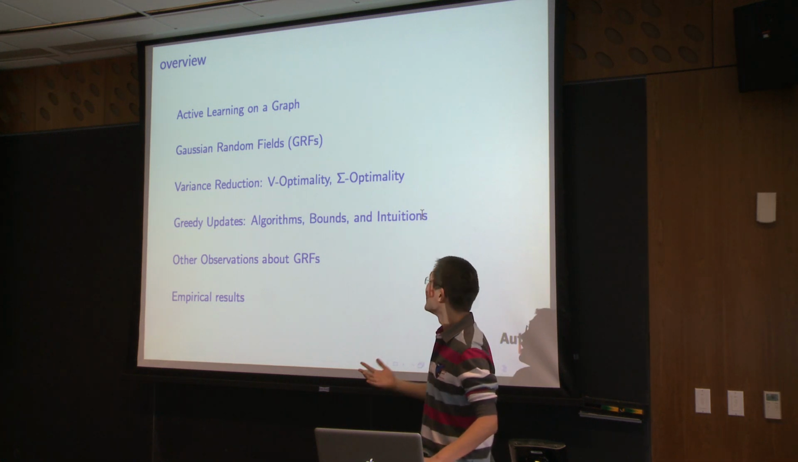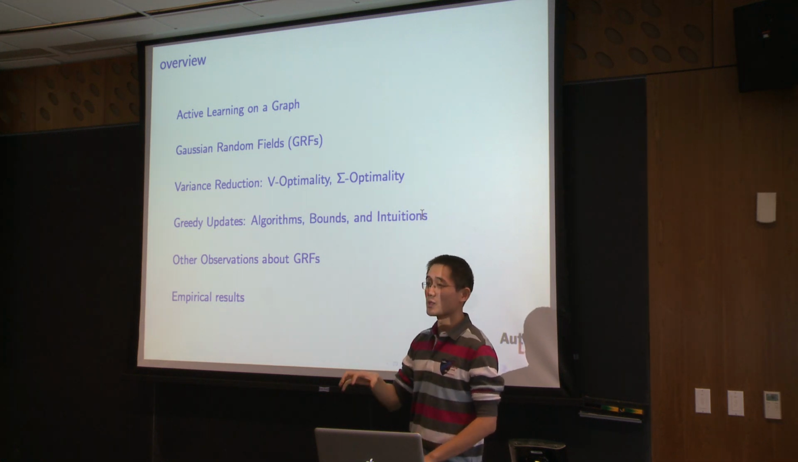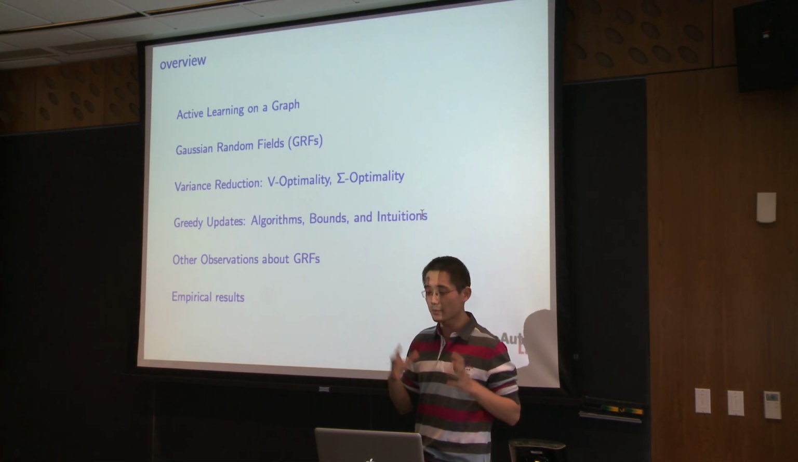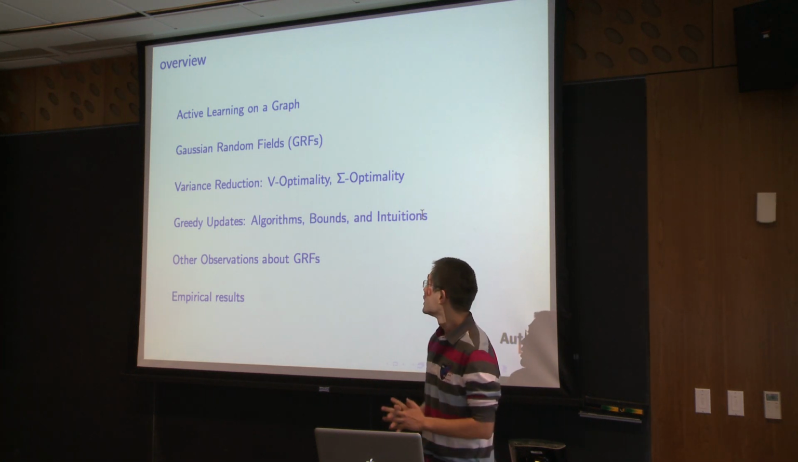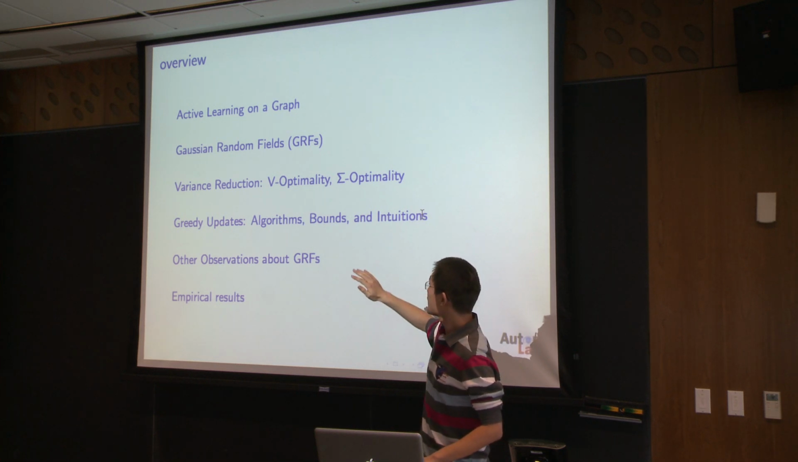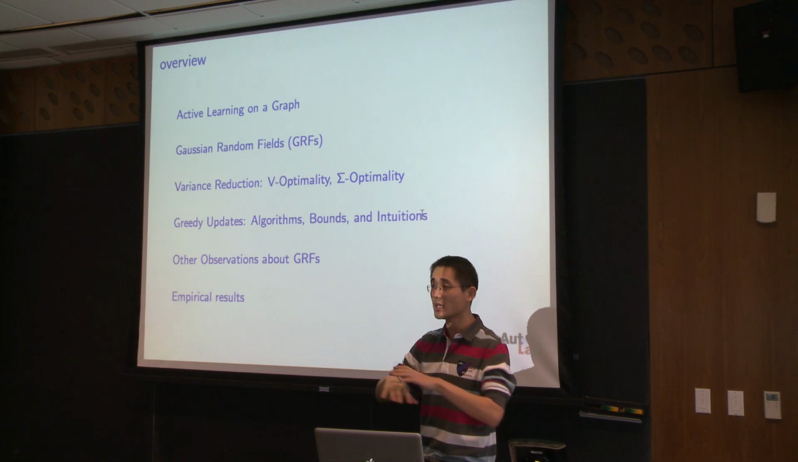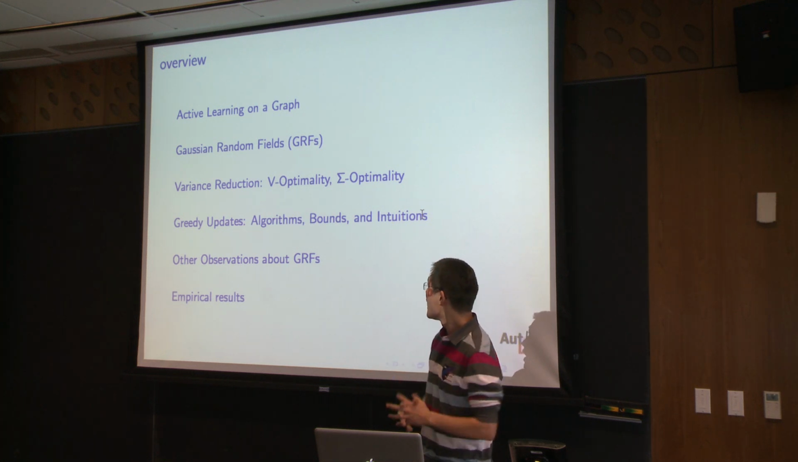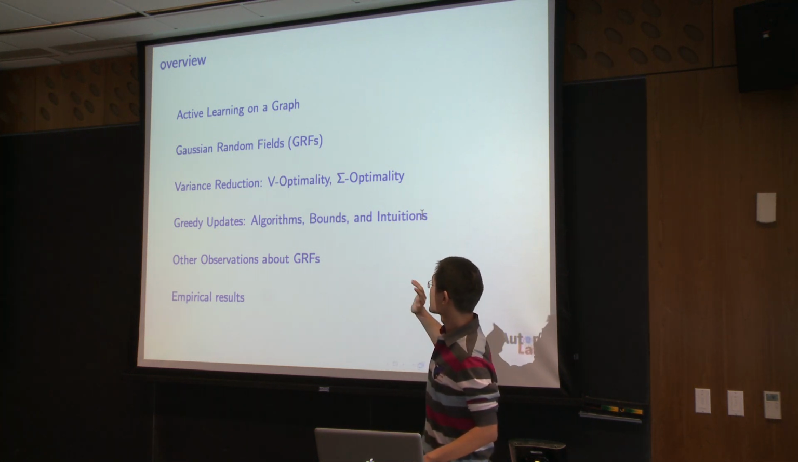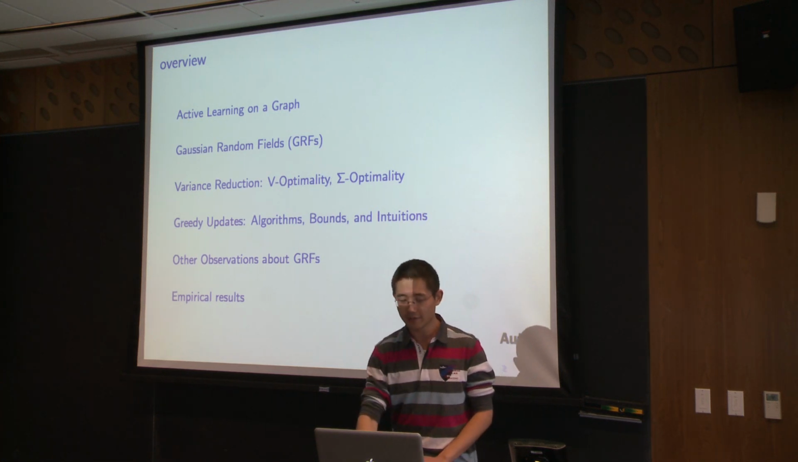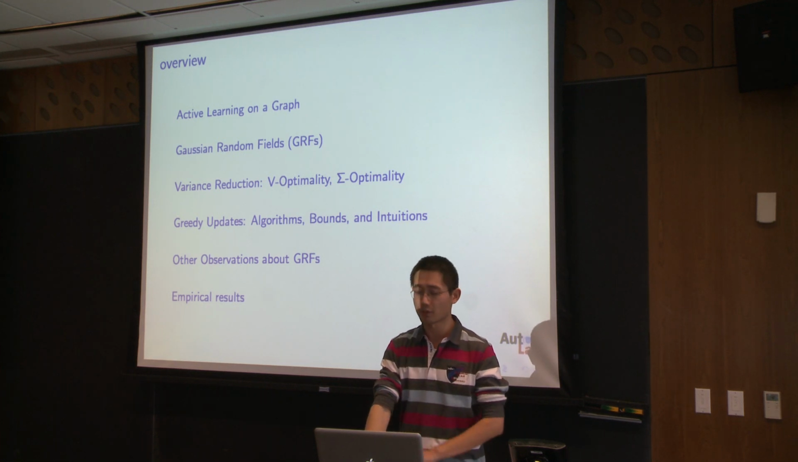And then this selecting k nodes is a set optimization problem, and usually it's computationally intractable. So I want to talk about a greedy update, which is an approximation to the set optimization problem. And I want to talk about its algorithm, its theoretical bound, and intuitions. Finally, I want to talk about some other observations and some empirical results.